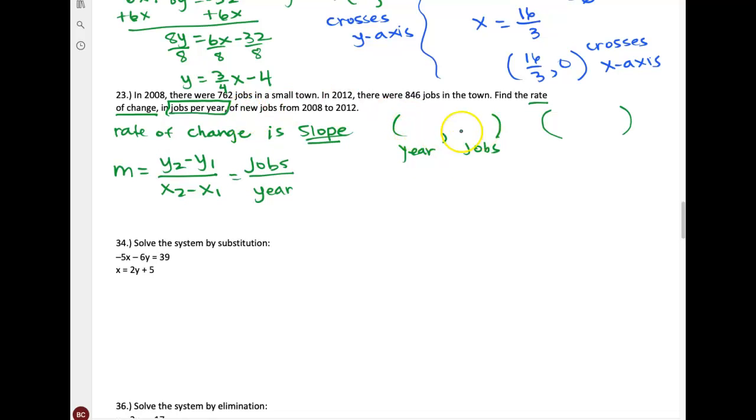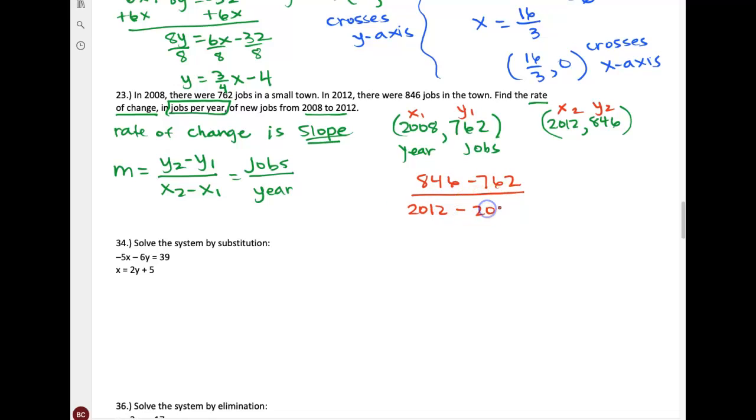So if we write our first point, it says in 2008, there were 762 jobs. In 2012, there were 846 jobs, right? And so now we're trying to find the rate of change from 2008 to 2012. So we're basically just going to use the slope formula here. So I'm going to do 846 minus 762 over 2012 minus 2008.